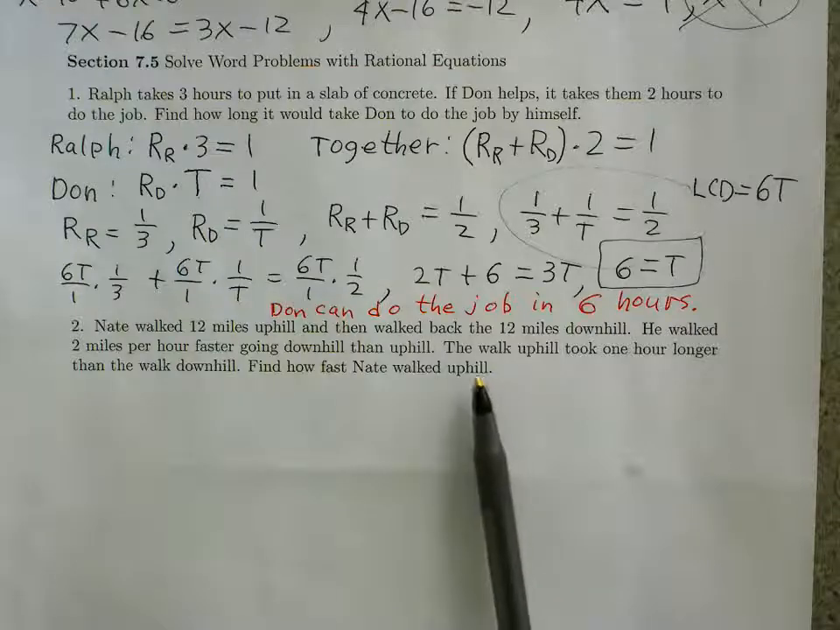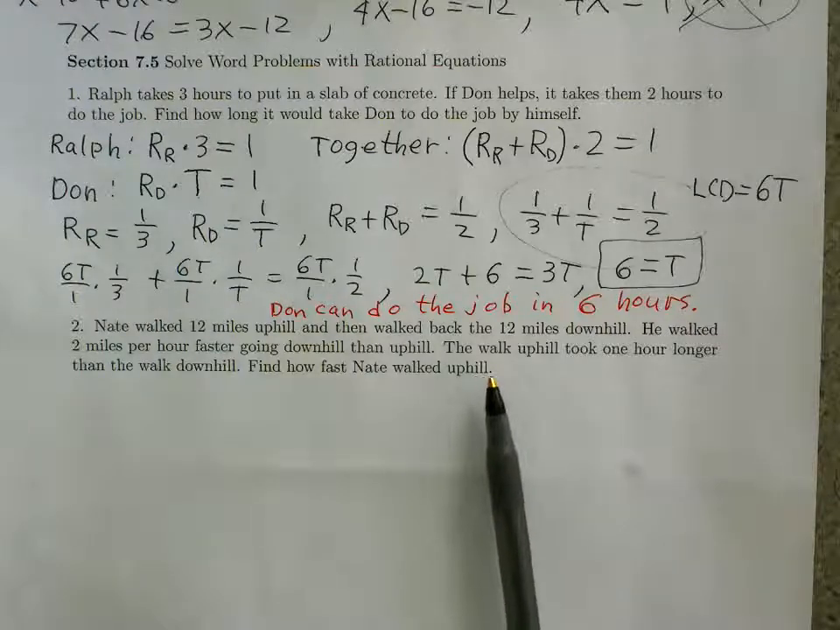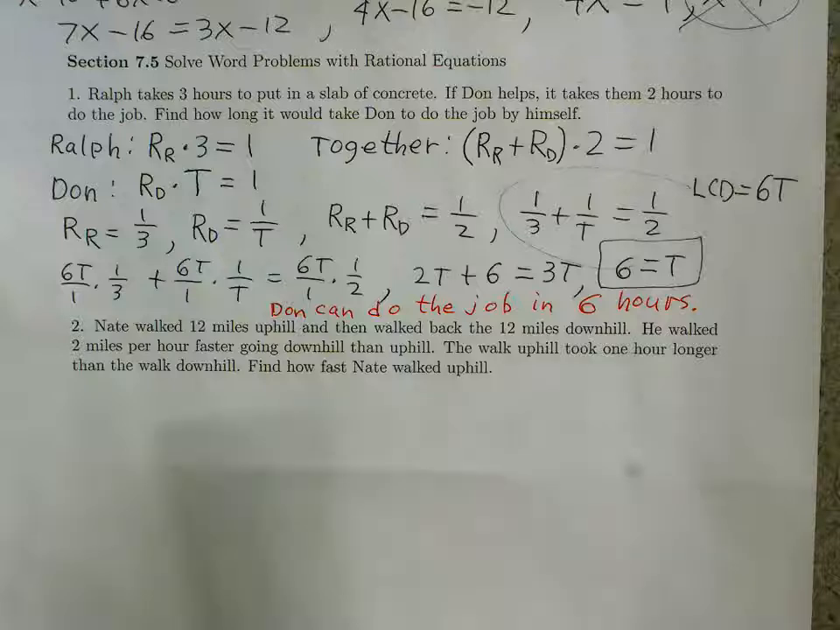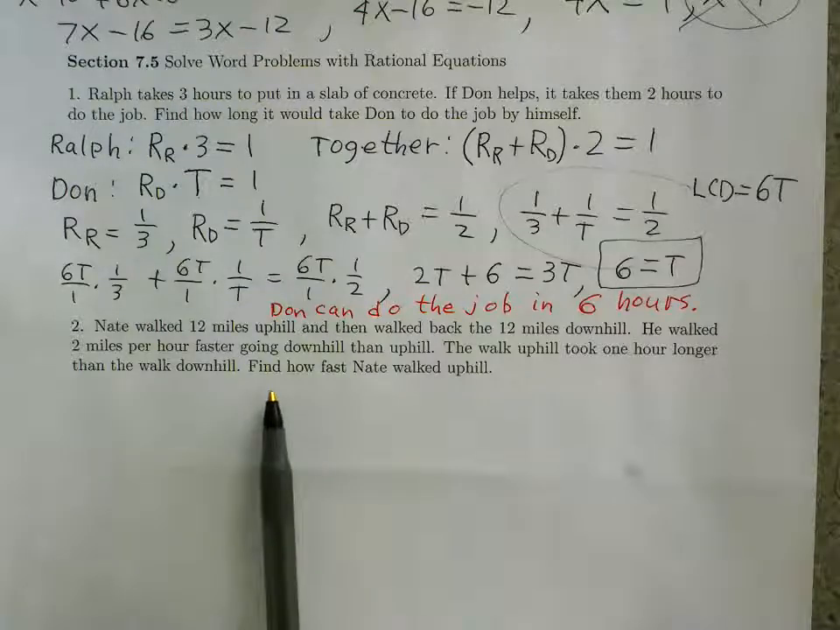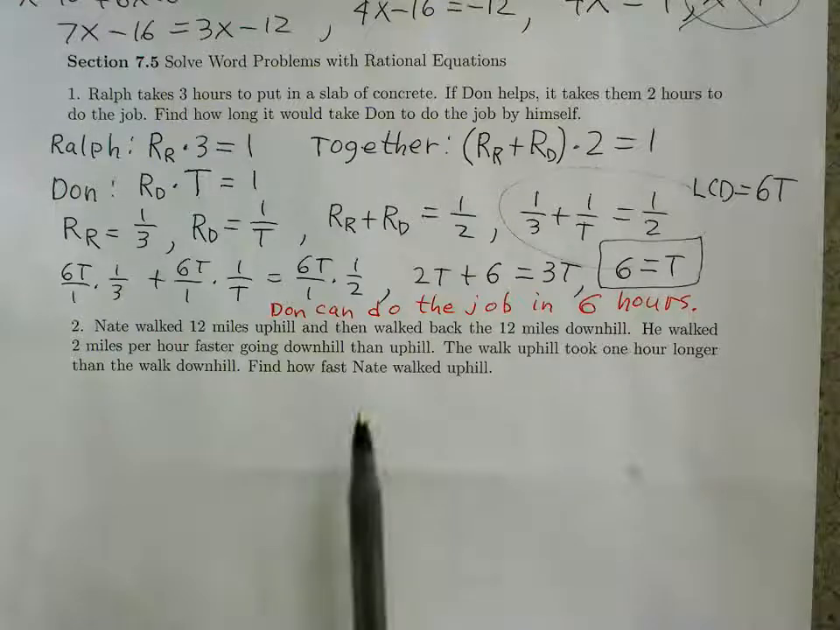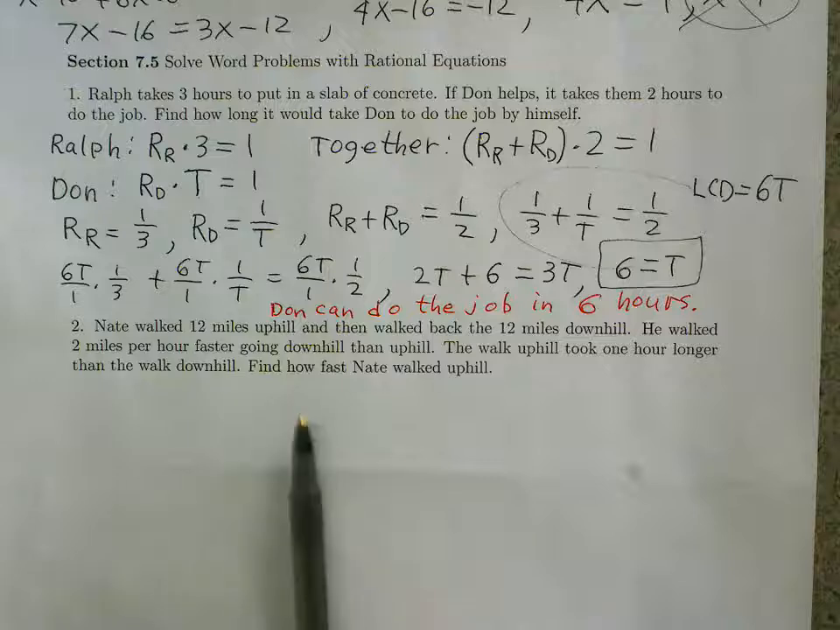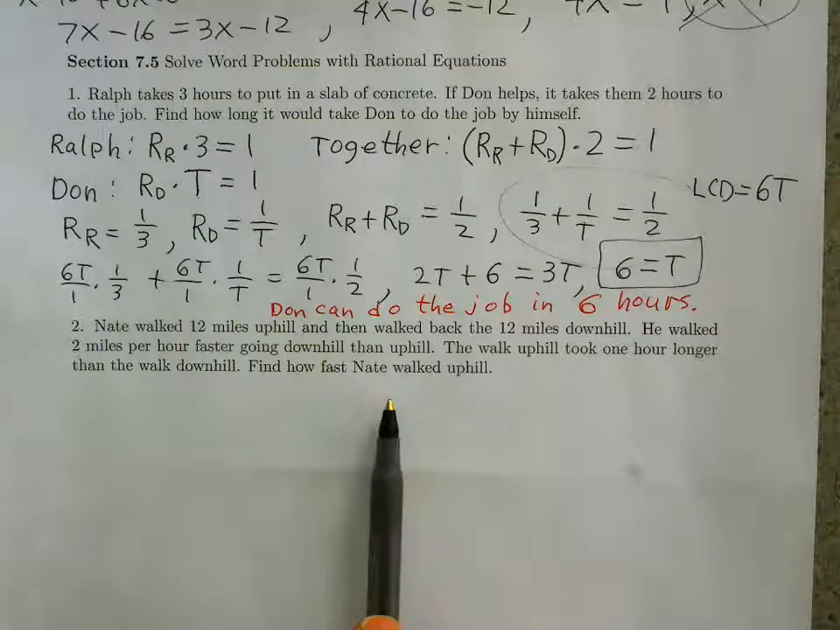In the third sentence, the walk uphill took 1 hour longer than the walk downhill. So in the third sentence, we have information about time. And then it says, find how fast Nate walked uphill. So we want to find the rate that he was walking when he was going uphill.